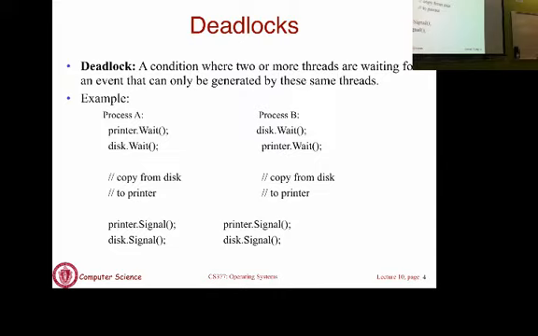So the disk lock is available, so it gets the disk lock. And before it grabs the printer lock, its time slice expires. So now each process is holding one lock. It hasn't yet grabbed the second one. So now process A is going to run next.